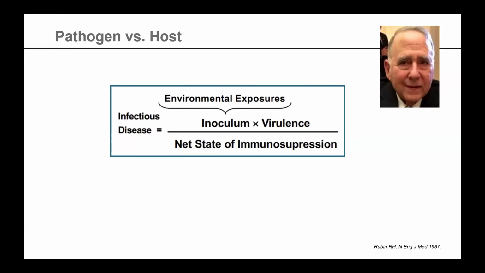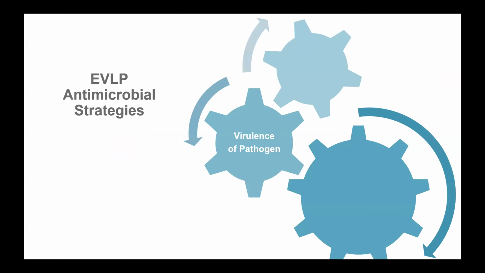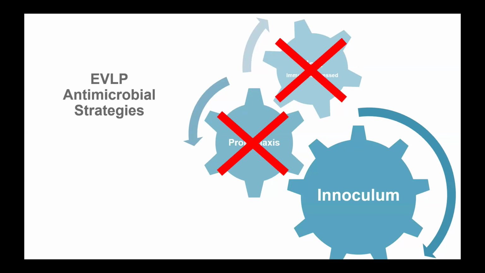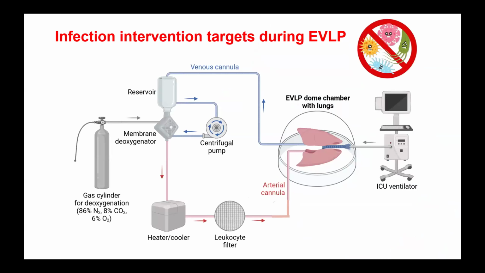Well, when we think about ex vivo, and I'll focus on lungs in this case, ex vivo lung perfusion, but this could be used in other organ types for ex vivo machine perfusion. When we think about the different antimicrobial strategies that could be used, it's not really going to impact the virulence of the pathogen, nor the host or how immunosuppressed they are. But it can impact, and we can have some leverage in decreasing the inoculum effect.